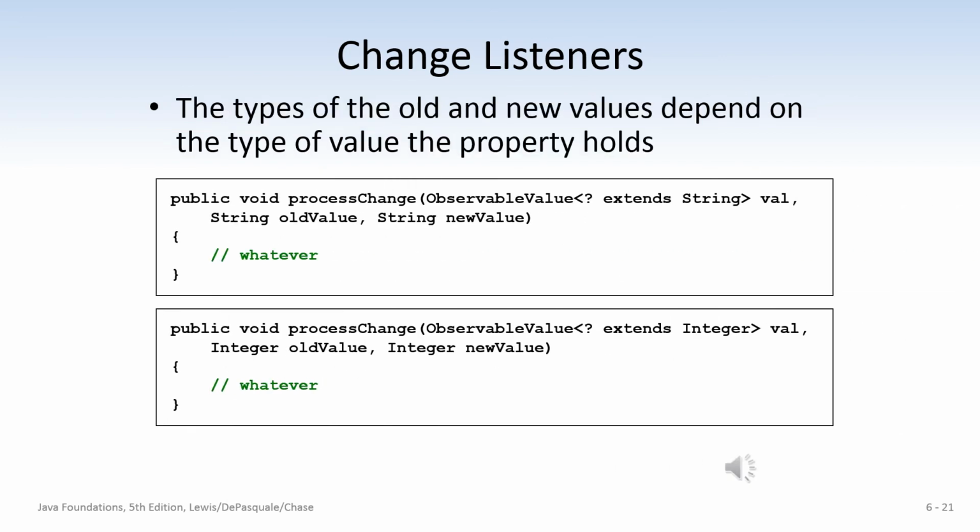Here's two examples of coded change listeners, and you'll notice that the type of the old and the new value depend on the type of the value the property holds. So for example, the first listener will change string properties. The second will change integer properties. And as I mentioned, in the next slide in this video, we're going to look at a fully coded solution that changes some number properties.